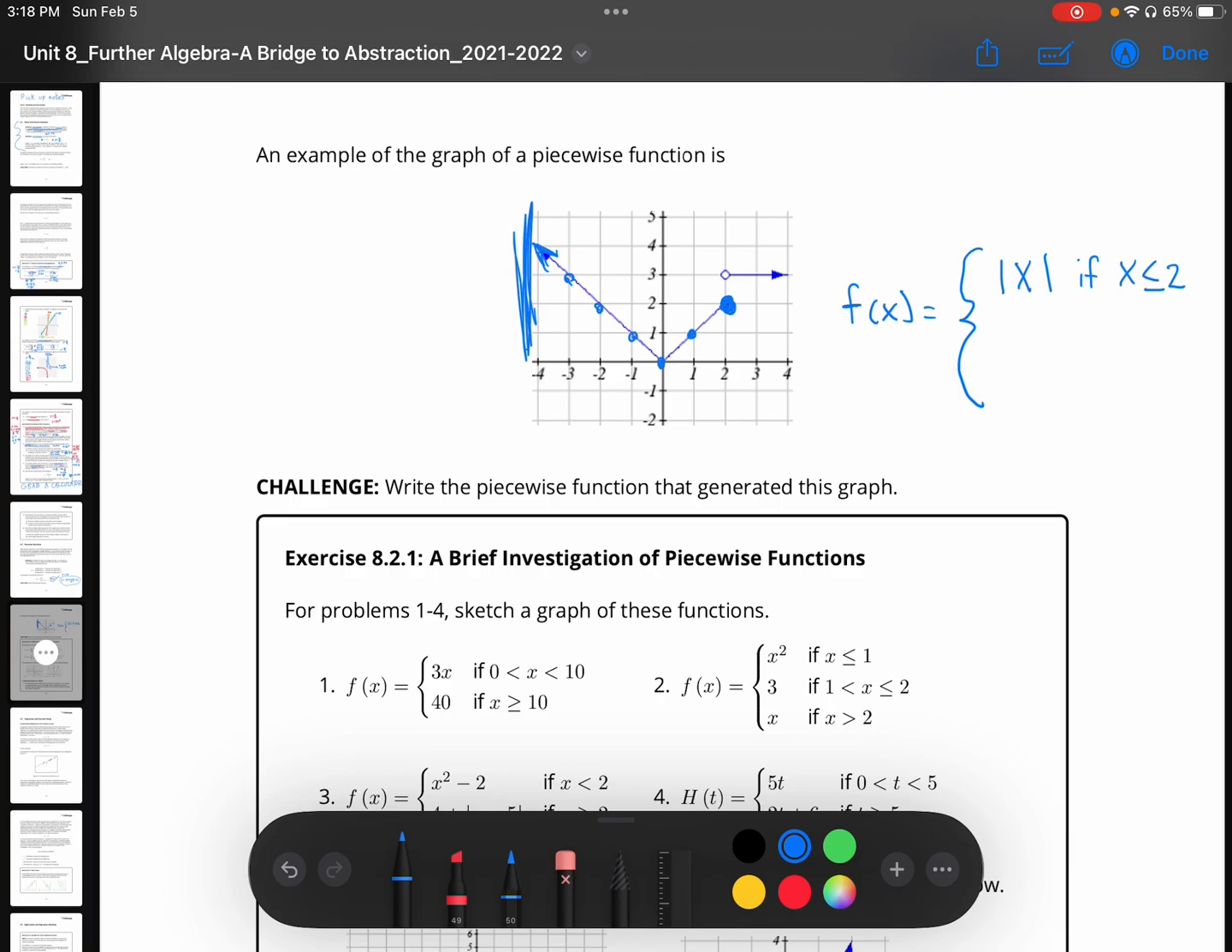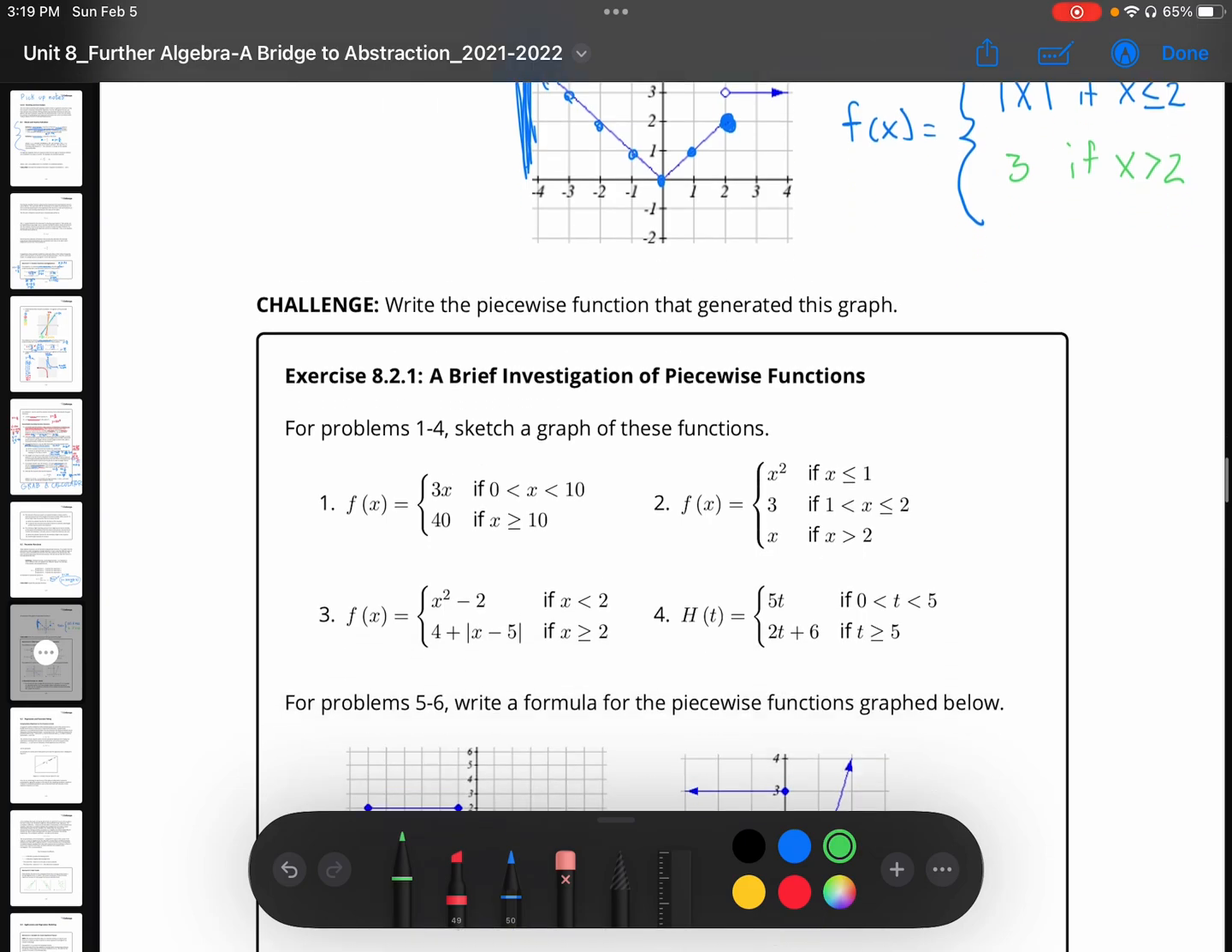Now, on the other side, let me just switch color. This part right here is just a horizontal flat line. And as you can see, if I were to continue this, I would cross right through the y-intercept of 3. So I can say that this is f of x equals 3 if x is greater than 2. Why greater than and not equal to? Well, because I have an open dot, and that open dot tells me that it's greater than and not equal to.